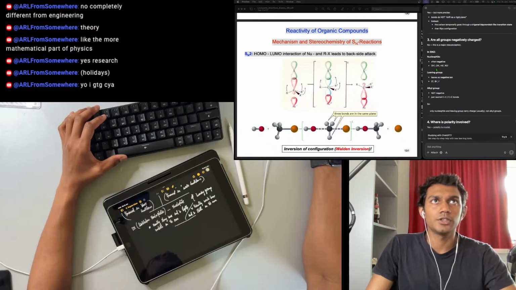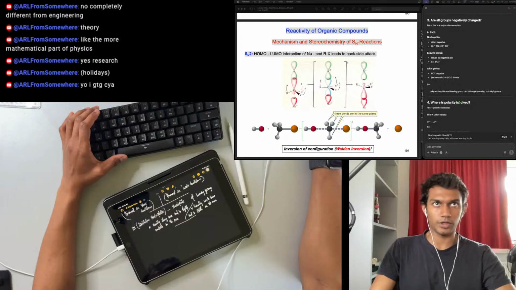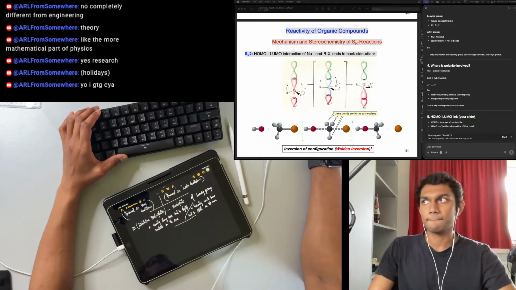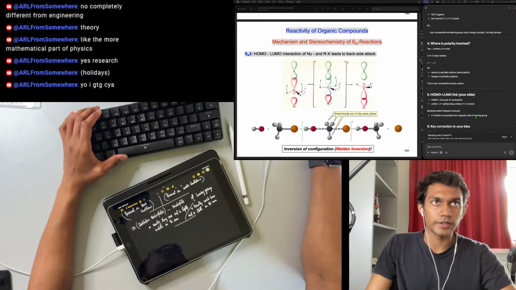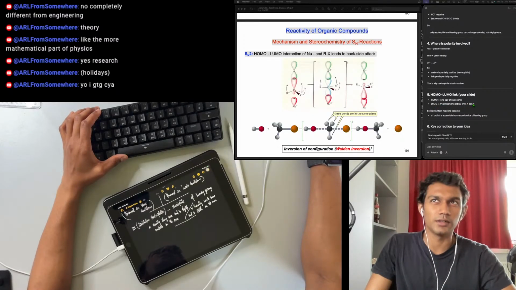Examples of a negative nucleophile: OH minus, CN minus, HS minus, RO minus. The leaving group leaves as a negative ion: chlorine, bromine, iodine. Alkyl group not negative, just neutral. Only the nucleophile and leaving group carry charge, not alkyl groups. Where is polarity involved? Yes, polarity is crucial. Carbon is partially positive, electrophilic; halogen is partially negative. That's why the nucleophile attacks carbon. HOMO-LUMO link: the lone pair of the nucleophile. Yeah, that's this one. LUMO, the sigma star anti-bonding orbital of the C-X bond.